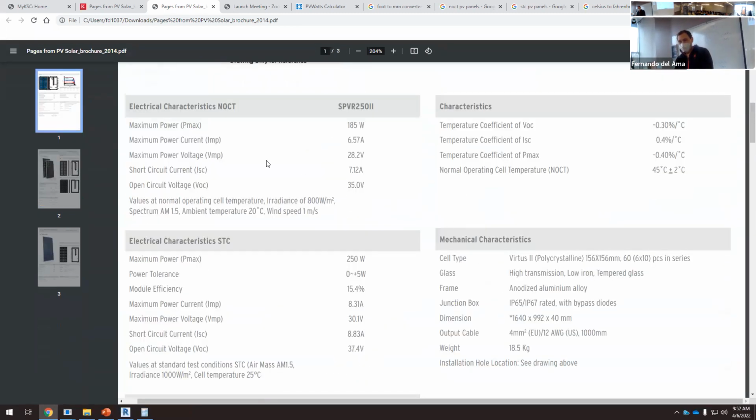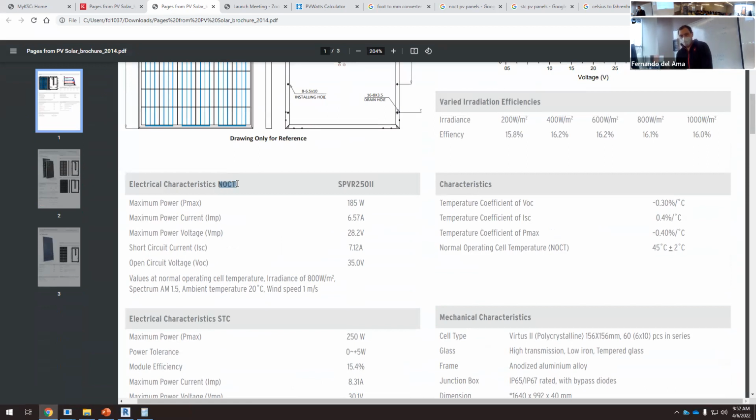This one is tested under nominal operating cell conditions. And what is that temperature? It's 45 plus minus 2, so it can be from 43 to 47. What they are telling us is that this panel, if the temperature ranges from 43 to 47, produces 185 watts. Okay. So based on that, what do we use?